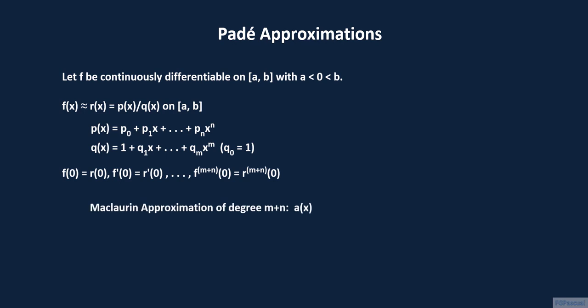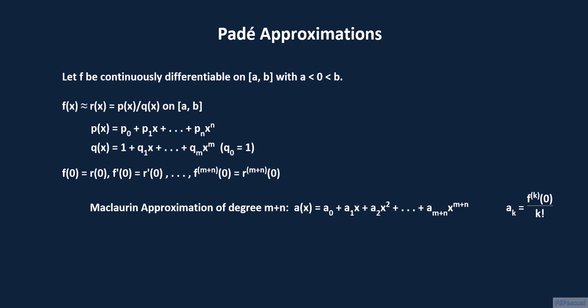This leads us to examining the degree m plus n Maclaurin approximation of f of x. We call this Maclaurin approximation a of x. Let a of x be the sum of a sub 0 all the way up to a sub m plus n times x to the m plus nth power. Of course, a sub k is equal to the kth derivative of f evaluated at 0 divided by k factorial for k equals 0 to m plus n.